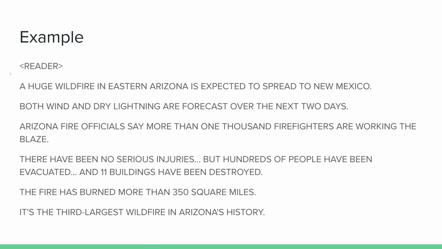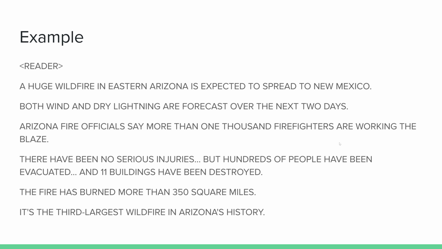So we start with a huge wildfire in eastern Arizona is expected to spread to New Mexico. Okay, so that's our main point, that we're telling our audience that this fire is expected to spread to New Mexico. Both wind and dry lightning are forecast over the next 2 days. Arizona fire officials say more than 1,000 firefighters are working the blaze. There have been no serious injuries, but hundreds of people have been evacuated and 11 buildings have been destroyed. The fire has burned more than 350 square miles. This is the third largest wildfire in Arizona's history.